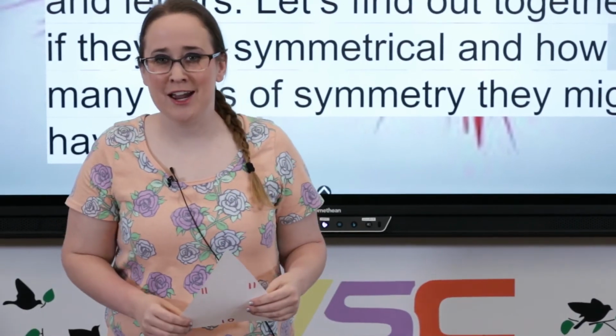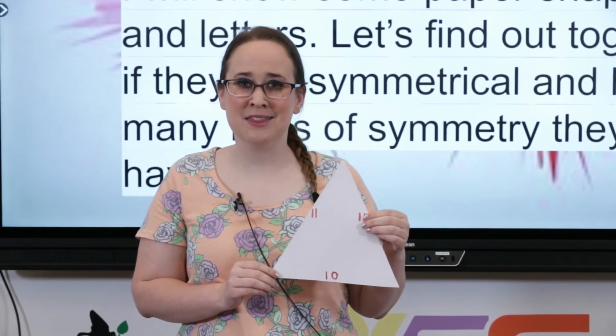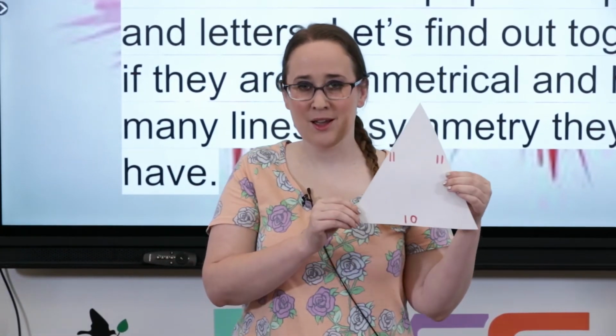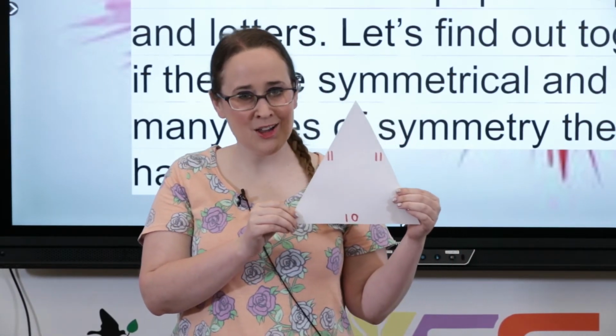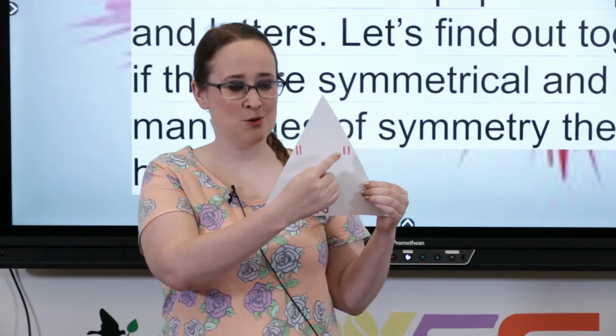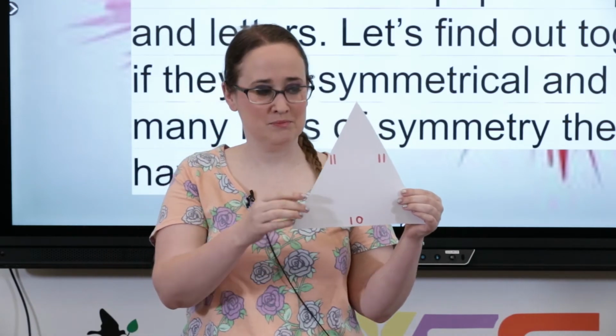Now let's look at a triangle. Triangles can be tricky though, because you have to look at the lengths of the sides. We would call this an isosceles triangle. Isosceles triangles have two sides that are the same and one side that is different.